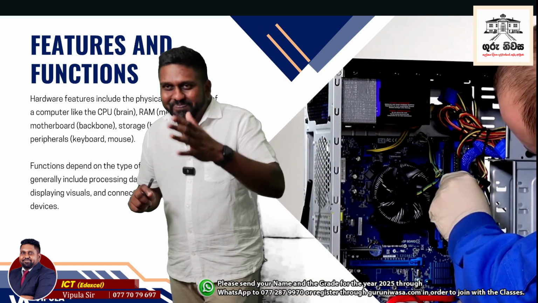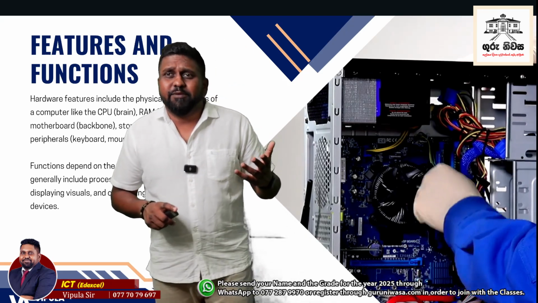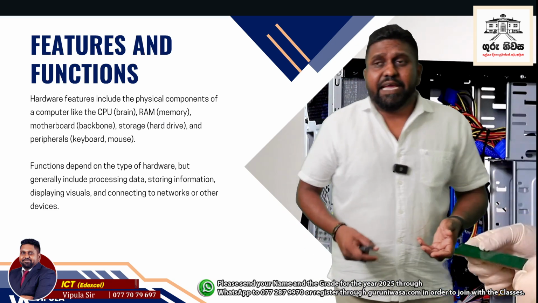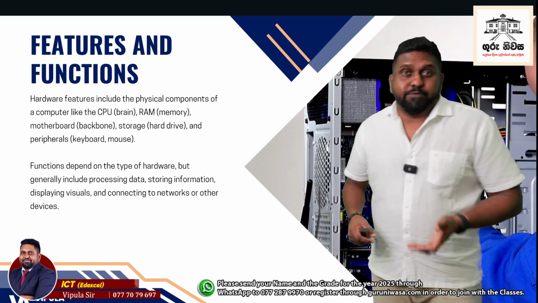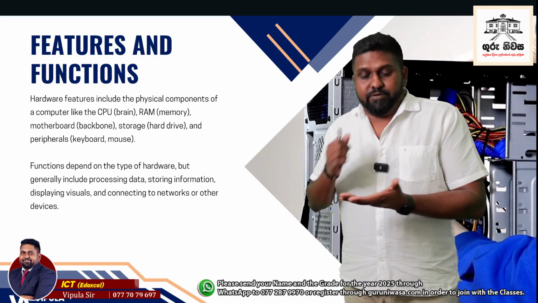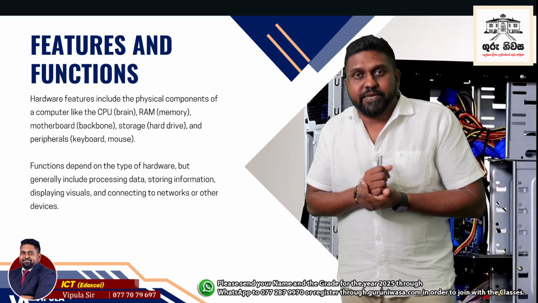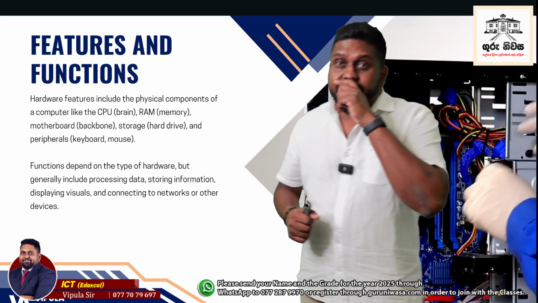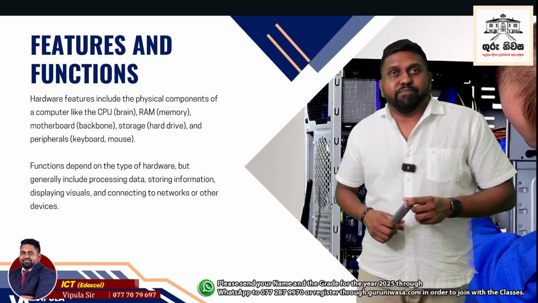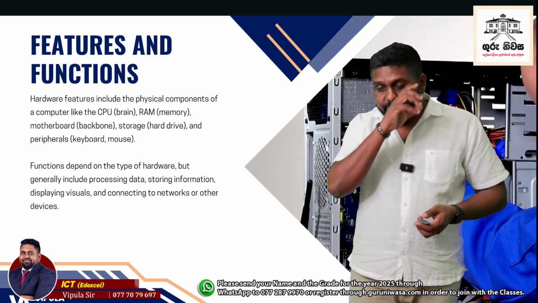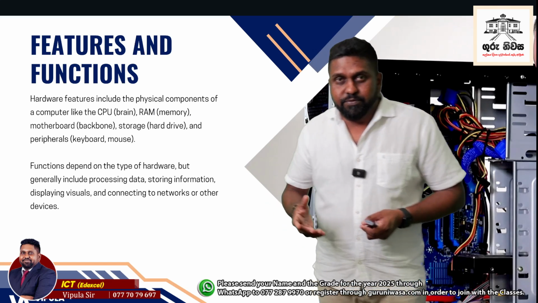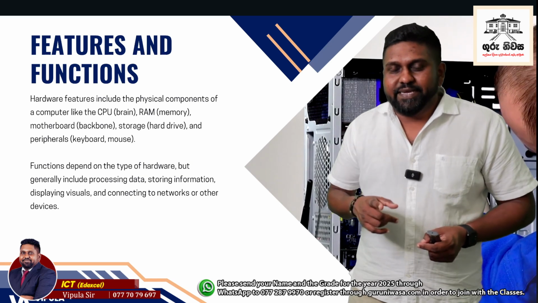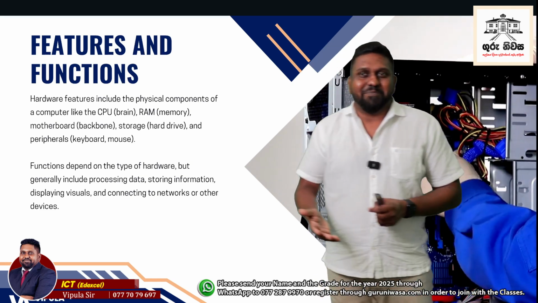Okay, so hardware features include physical components of a computer like the CPU, basically the brain, and the RAM, the memory, and the motherboard. The motherboard is the backbone. Now, all your components are actually fixed into the motherboard, right? And then you have the storage, which is going to be the hard drive, as well as peripherals. You have keyboards, you have mice, right? All these are support peripherals, which will allow you to interact and work with the computer, right?